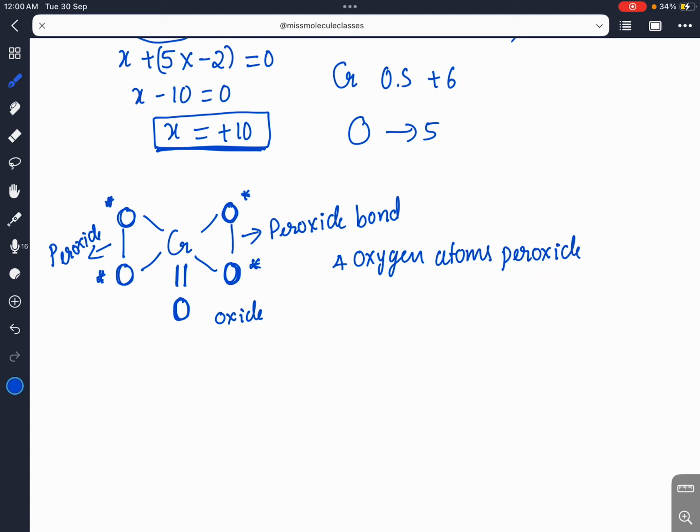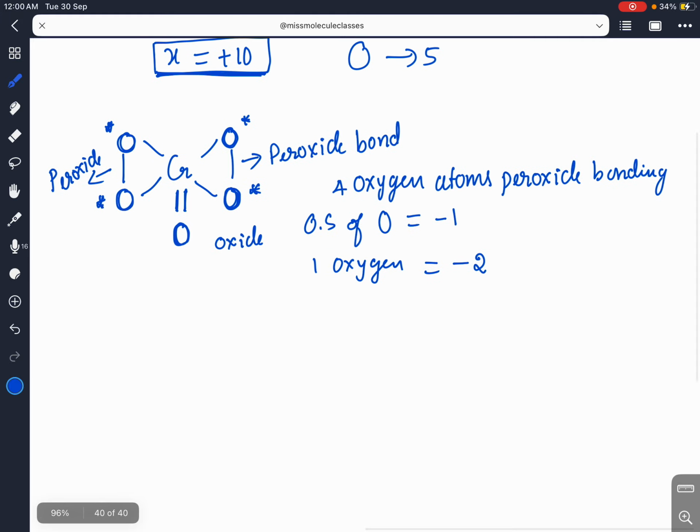So for all the 4 oxygen atoms in peroxide bonding, the oxidation number of oxygen will be -1. And one oxygen is the normal doubly bonded oxygen, so it is oxide oxygen, and that one oxygen is going to have an oxidation state of -2. So according to this, now we have to calculate the oxidation number of chromium.